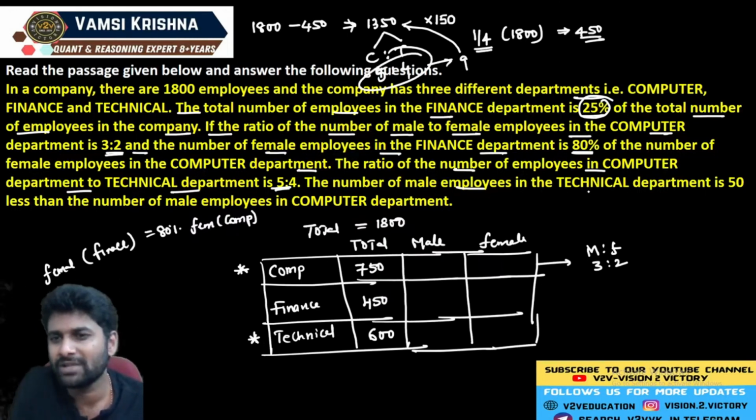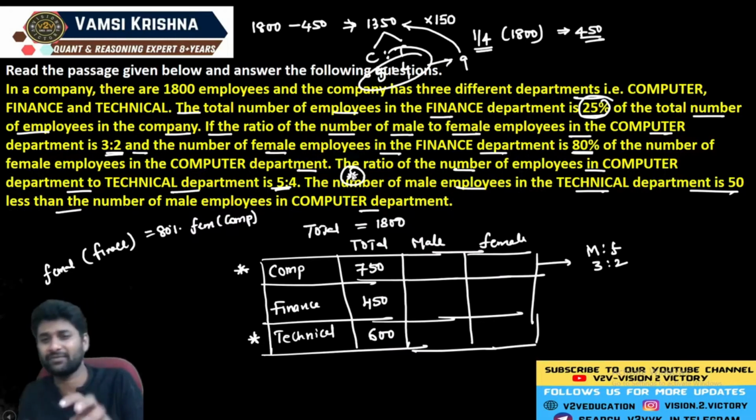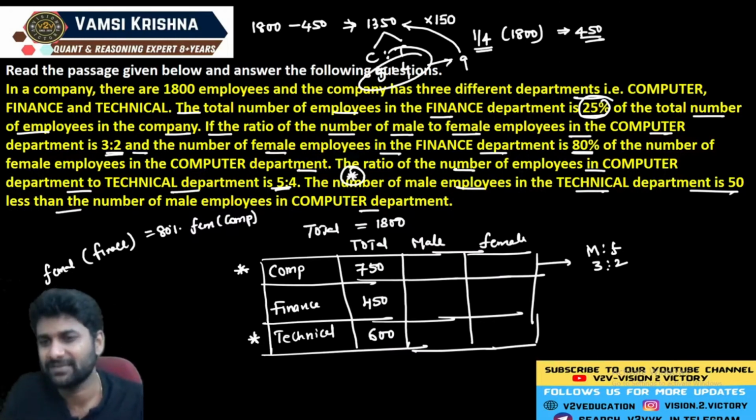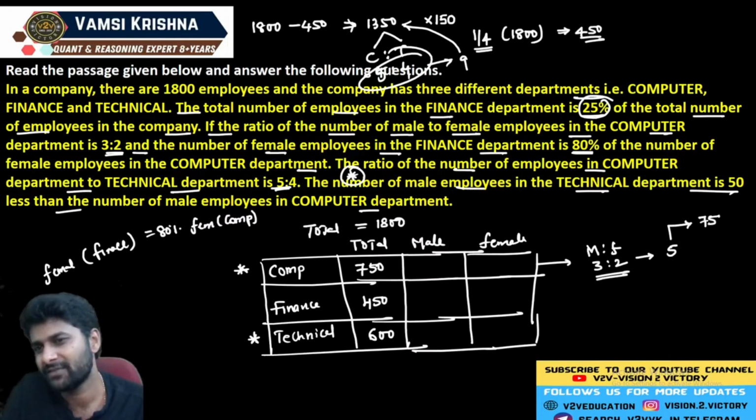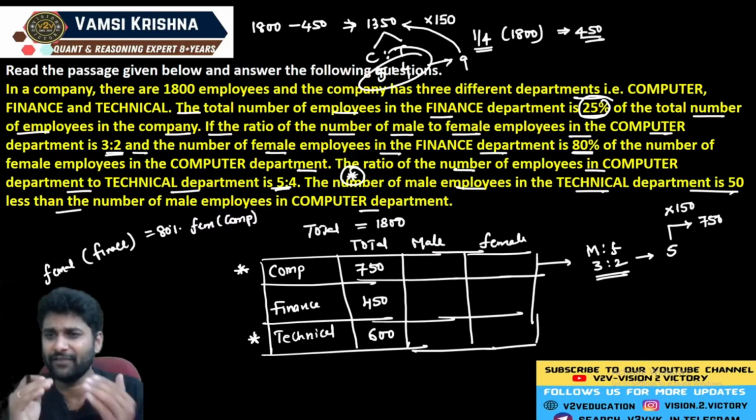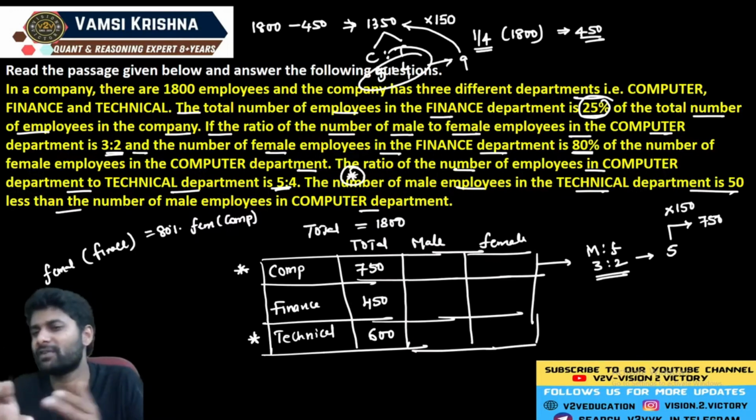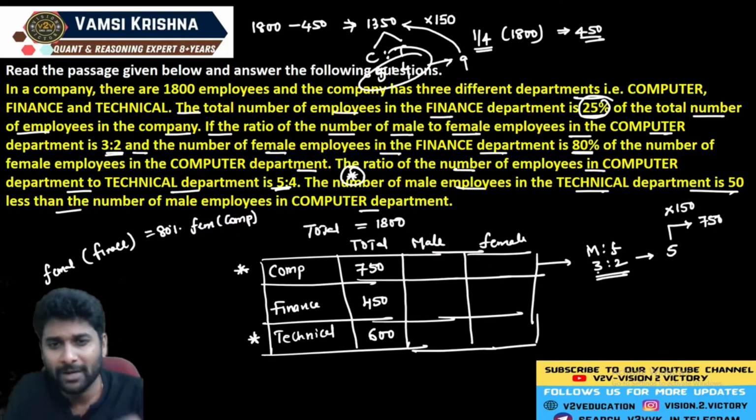The number of male employees in the technical department is 50 less than the number of male employees in the computer department. So let's take the computer department as the start. Why? Because we don't know how many males and females are in the different departments. First comparison, we have a ratio of 3:2. So if there are 5 people, 3 people are male and 2 people are female. So what is the total strength we have? 750, right? Now multiply here. Each number is multiplied by 150. See, 5 is multiplied by 150, it becomes 750. Now how many people are male? 3 is multiplied by 150. So 3 15s are 450, right? Now 2 is multiplied by 150, it becomes 300.